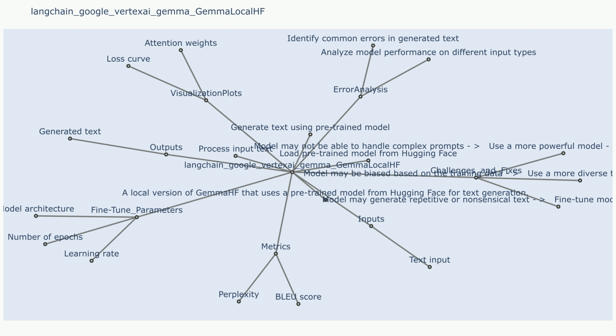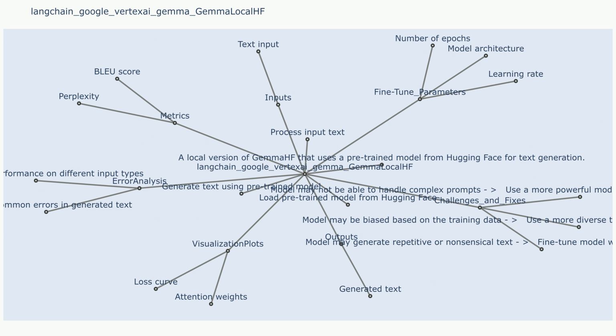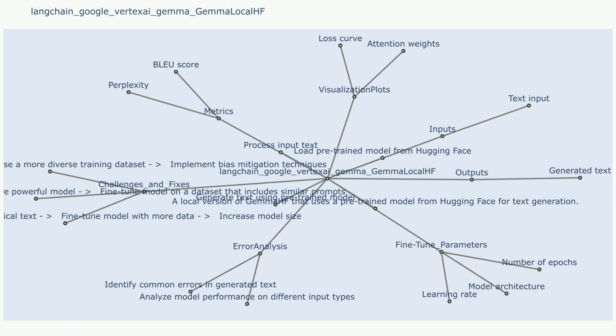Text data. Gemma Local HF accepts text data as input. This data can be in the form of strings, lists of strings, or any format compatible with Langchain's text processing capabilities. Input 2. Gemma model path. The path to the saved Gemma model. This model should be a pre-trained or fine-tuned model compatible with the desired task.